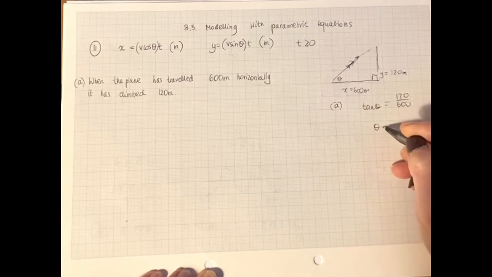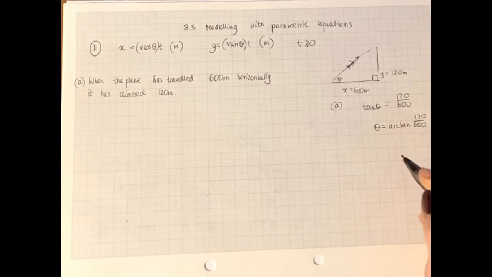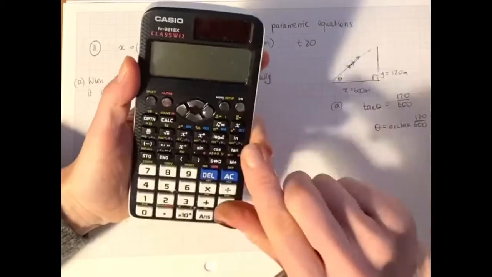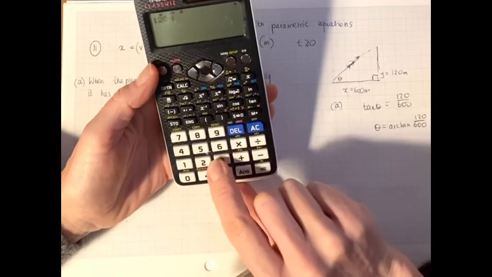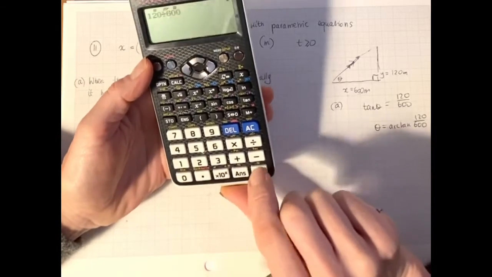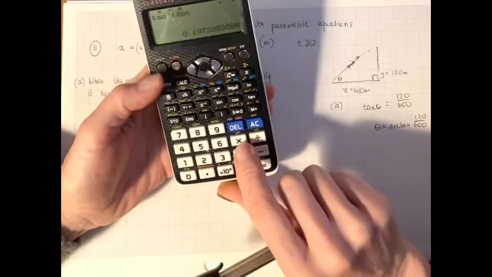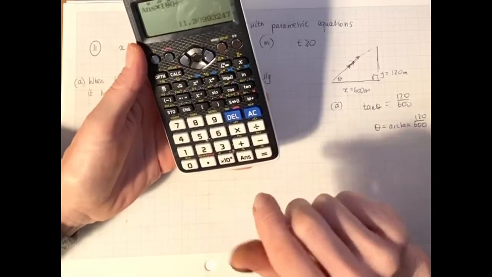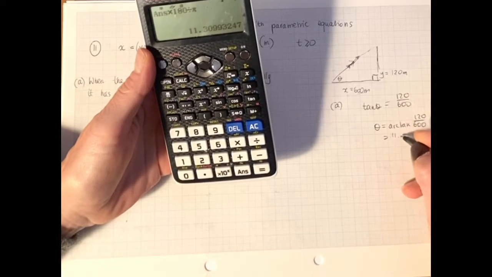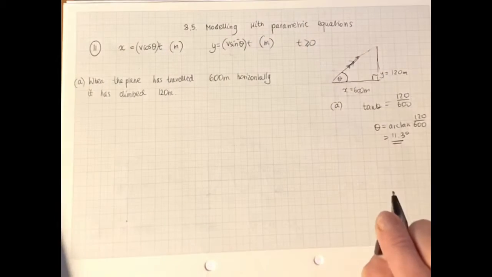So theta is equal to arctan of 120 over 600, which in those questions and vectors questions will normally be given in degrees, the angle. So tan inverse of that. Okay, I've got it in radians, so let's quickly convert it. 11.3 degrees to 1 decimal place. So this is the angle of elevation.